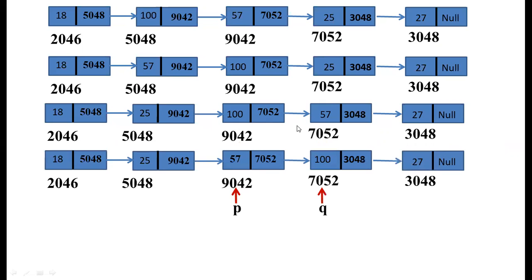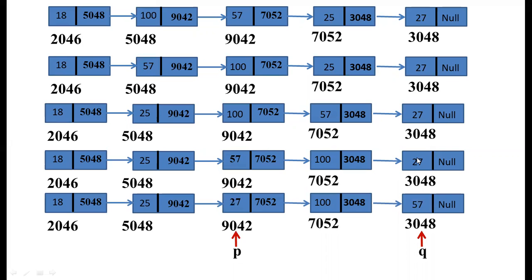So the node will be like this, swap like this. Okay, so the data is stored, swap like this. So here 57 and 100, now once after swapping, Q pointer will be moving to this location. So here 57 is greater than 27, condition is true. So 27 need to come here and 57 need to go to the last node. So here it will be something like this.